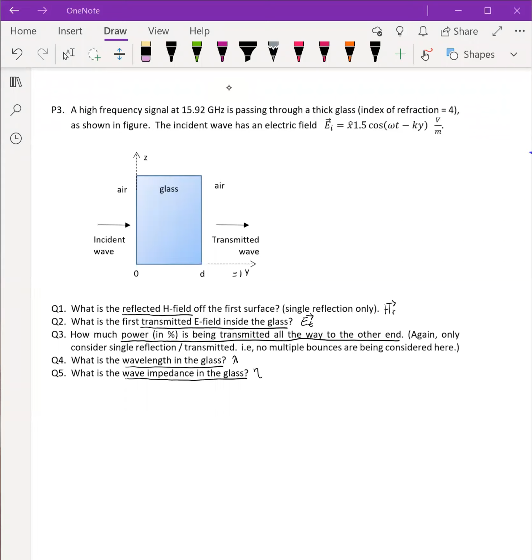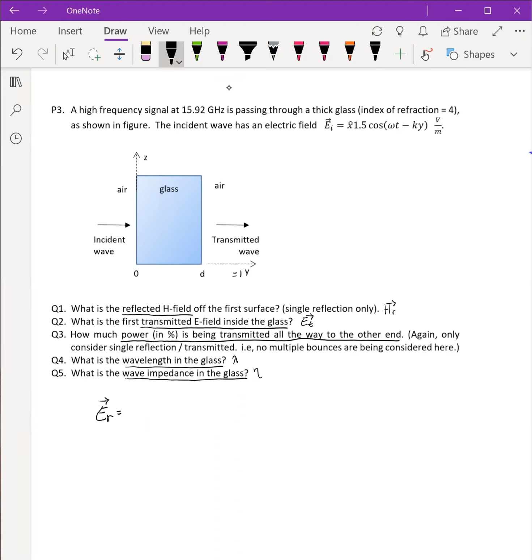So looking at question 1, what is the reflected H field off the first surface? So we need to find the reflected H field. However, this problem provides us with the electric field of the incident wave E of I. So to relate those two, we need to find E of R, which is the reflected E field. So I'm going to go ahead and write that, E of R, and we need to know the magnitude and the direction. So let's first examine what we're given looking at E sub I.